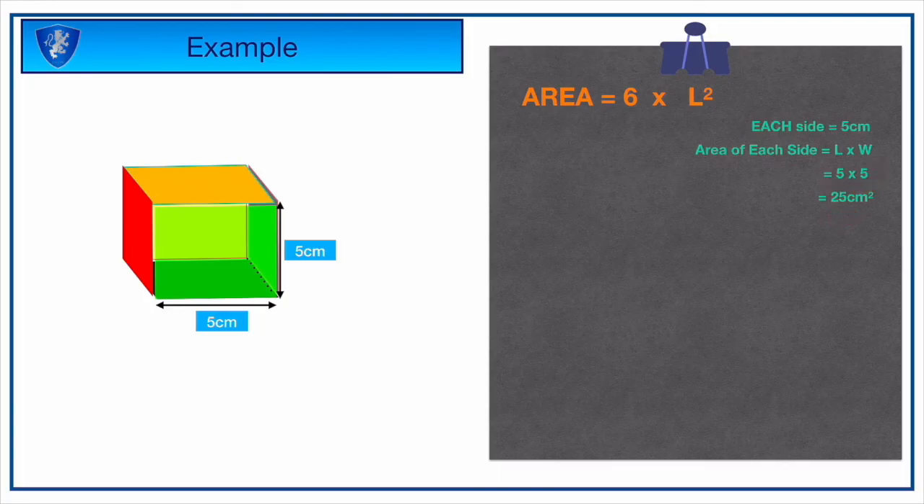So the area of 6 sides, 6 times length times width, is 6 times 25 in this case, which is 150 square centimeters. So the total surface area of a cube is straightforward, and that's the end of the video.